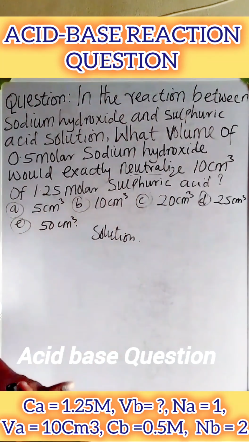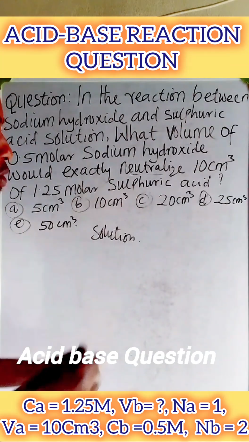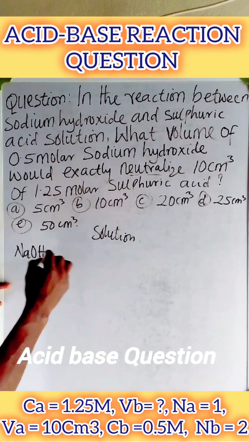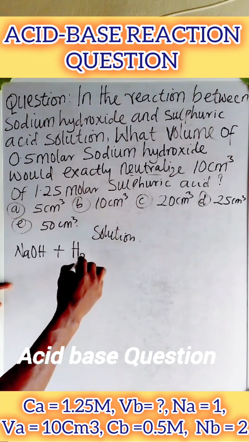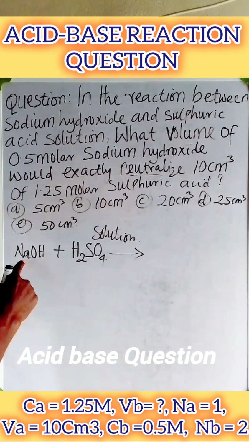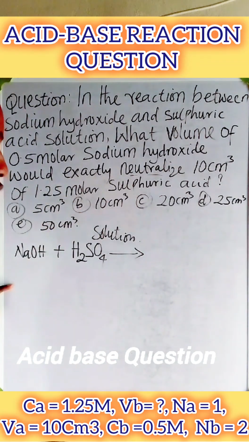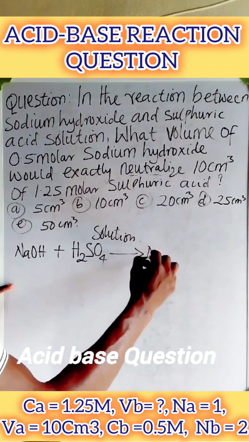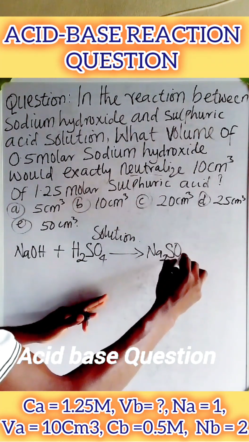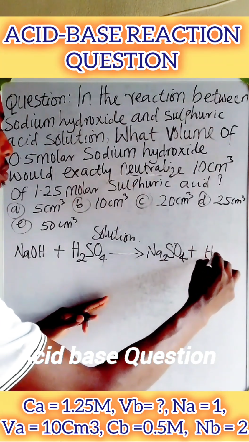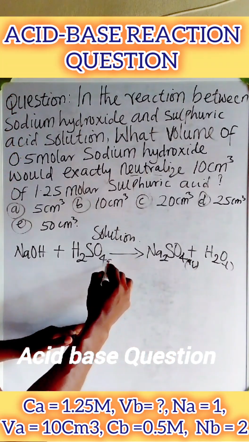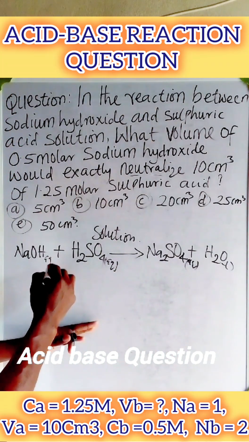To answer this question, first of all, we need an equation for this reaction. It is between sodium hydroxide and sulfuric acid. When you see a reaction between an acid and a base, it will produce a salt and water. This is liquid, this is aqueous, this is aqueous, and this is aqueous.